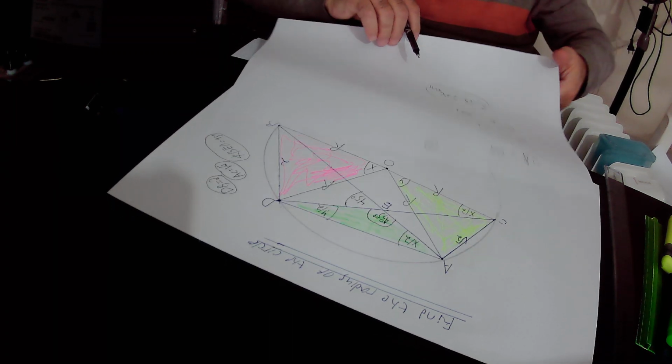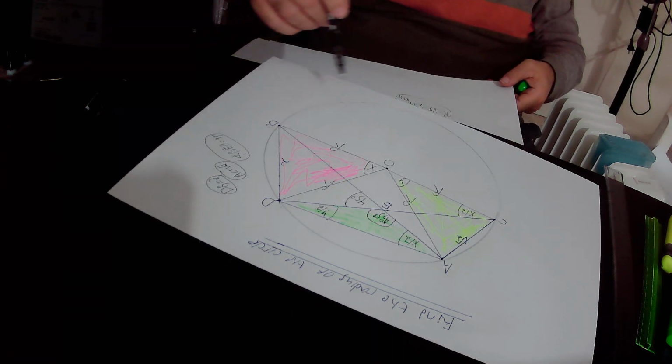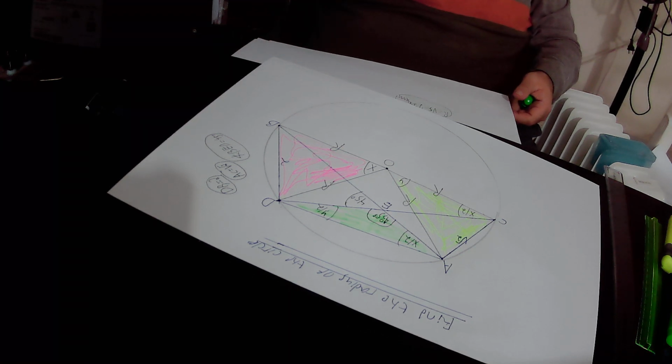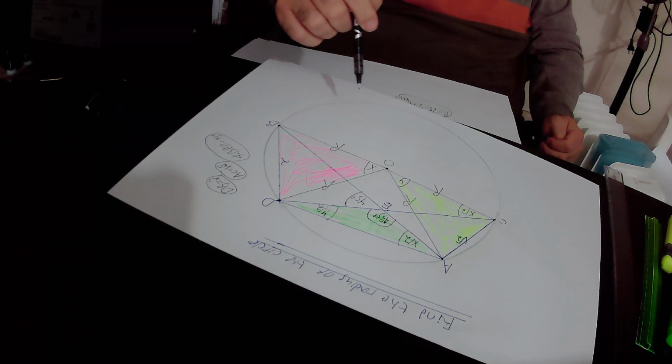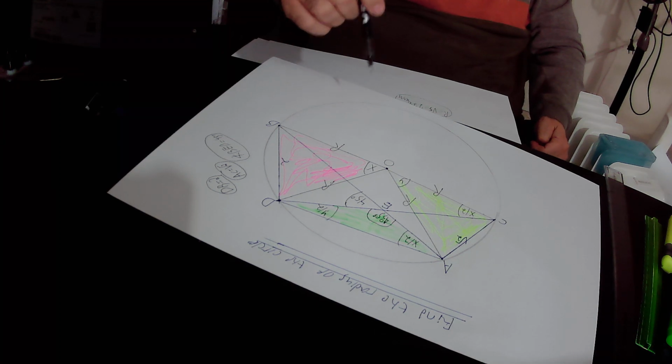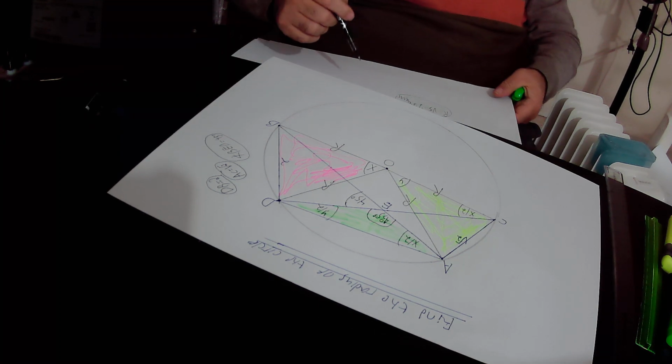I'll repeat again. The radius of this circle, capital R, equals the square root of 5 units, or in terms of numbers, it equals 2.236 units. Okay, thank you very much.